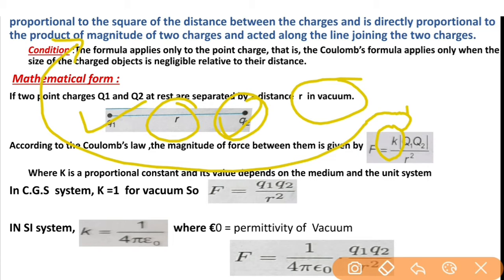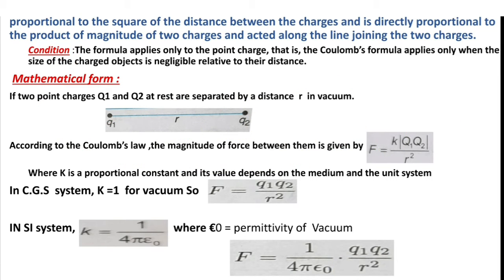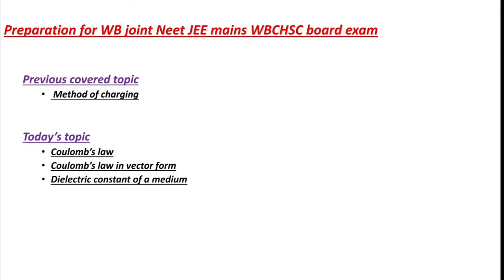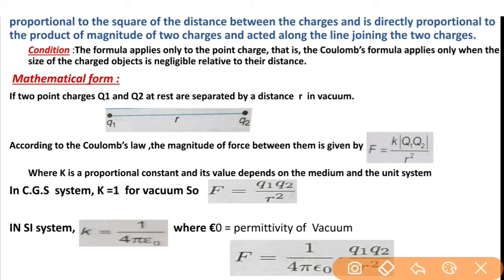Now in the CGS system, k equals 1 for vacuum. So here we put k equals 1, then we get F equals q1 q2 by r square. Sorry for this, here it should be small q1 and small q2. So for the CGS system, F equals q1 q2 by r square.